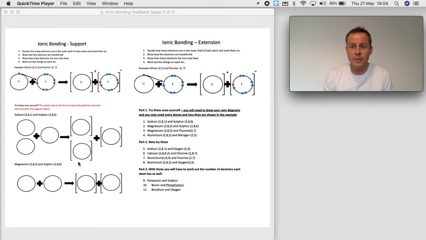The second task, there were two sheets here. There was the support sheet, which gave you some of the structures to give you an idea of how you needed to go through it, and the extension sheet, which didn't give you much support at all, and really expected you to work out how many electrons were being lost or gained, but also how many different atoms/ions you needed to make a balanced compound. Again, really impressed with how people got on with this.